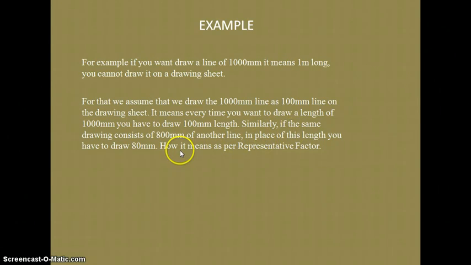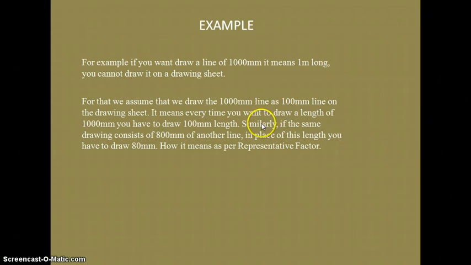Similarly, if the same figure has another line of 800 mm, in place of that we have to draw 80 mm. How is the 80 mm obtained? Based upon the first dimension proportionality we have considered, 1000 mm is drawn using 100 mm. Similarly, 800 mm is drawn using 80 mm. That means there is a certain proportionality ratio we are considering. By using that we convert all the dimensions of an object which has many dimensions, and then we draw the actual figure diagram. How? By using a representative factor.